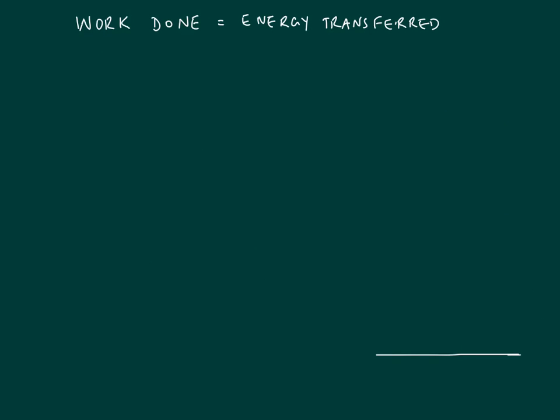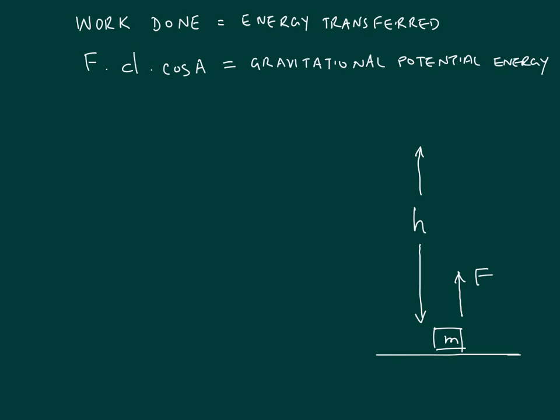Let's look at a situation where doing work on a body transfers gravitational potential energy to the body. So let's consider a body of mass m, and let's consider lifting it up using a force F and displacing it a vertical height, let's call that height h, which is also the distance that the force moves. So the amount of work done is found by the force applied multiplied by the distance it's applied through, multiplied by the cos of the angle between the two, and that gives it a kind of energy due to position, which we call gravitational potential energy.